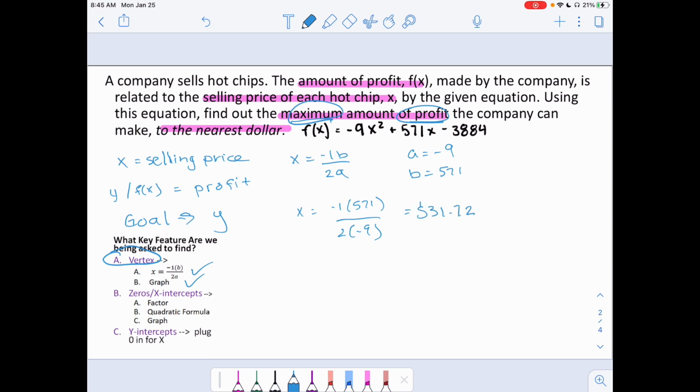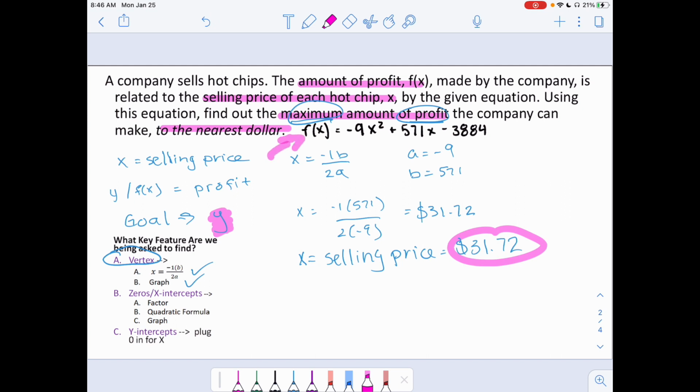31.72. That's not my final answer though, because remember our goal was y, our goal was maximum profit. What I'm looking at here is my selling price. So if x is my selling price, then I know that 31.72 is a selling price that'll get me my max profit. So let's go ahead and plug this number back into our original equation.